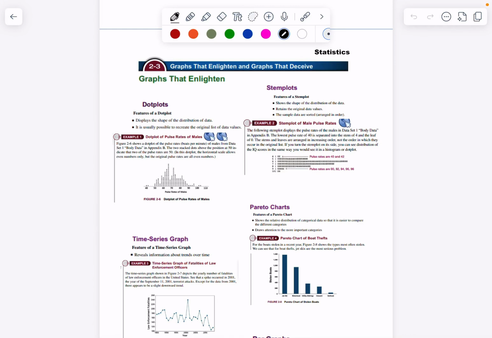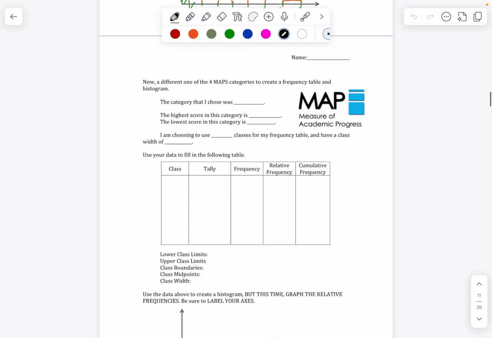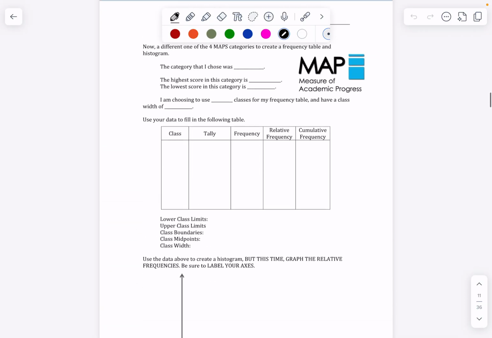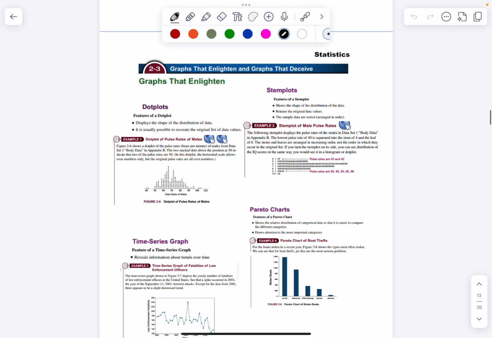Okay, stats. We are on 2-3. If you want to go ahead and turn in your maps data project, if you have that done, you can set it on the corner of my desk. But we're going to do 2-3 today.